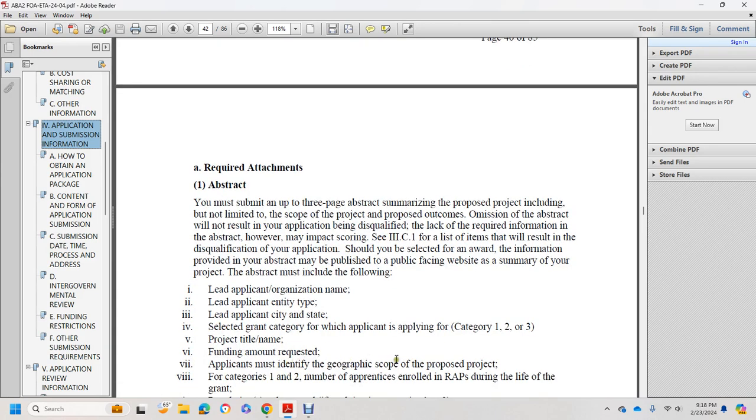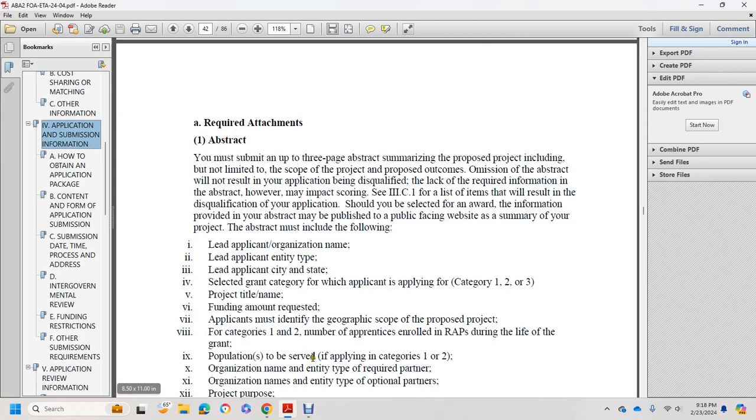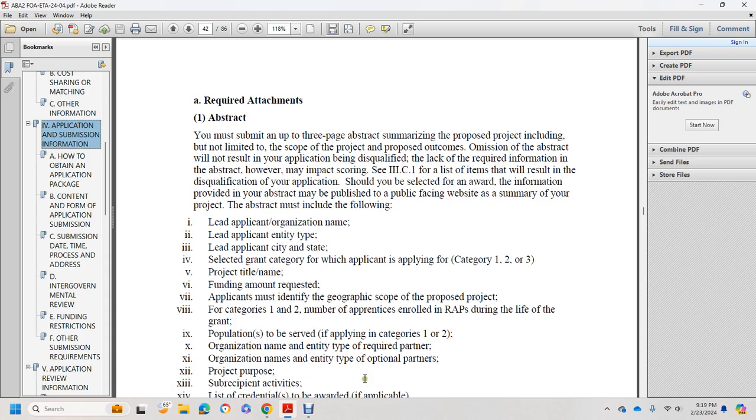The applicant must identify the geographical scope of the proposed project. For categories 1 and 2, the number of apprentices enrolled in registered apprenticeship during the life of the grant. The population to be served, if applying for categories 1 and 2. The organizational name and type of the required partner. The organizational name and type of the optional partners.